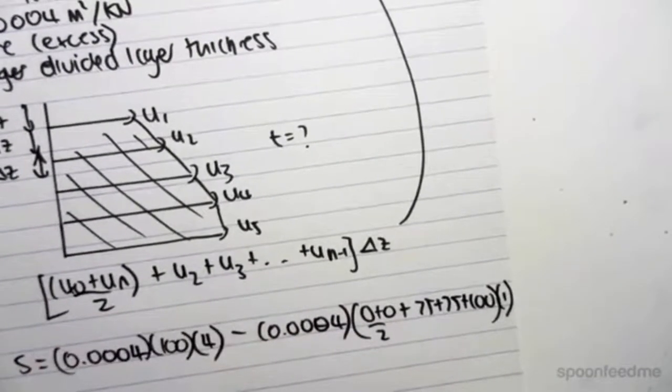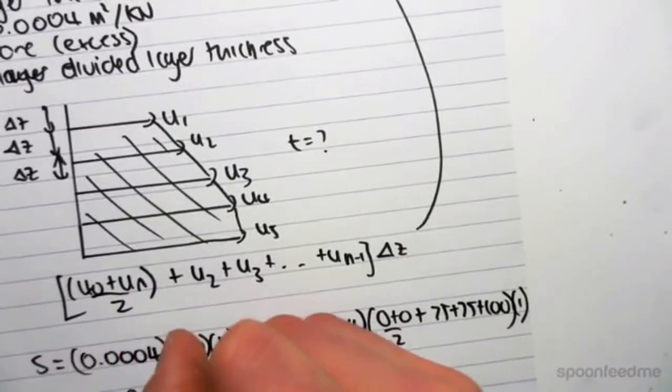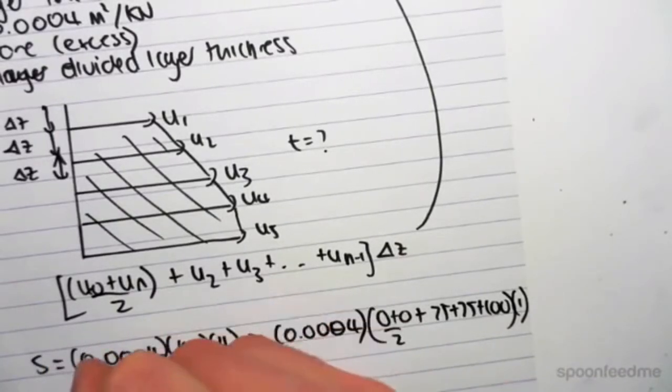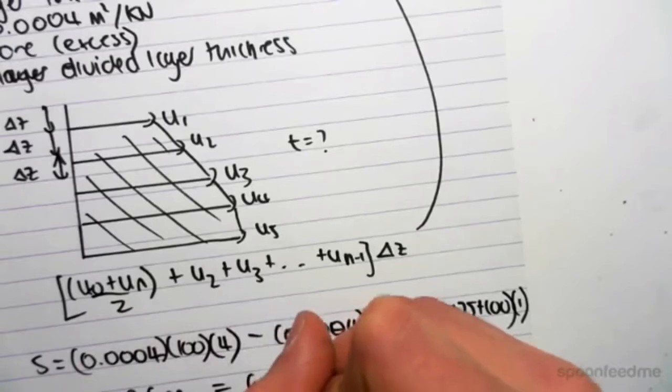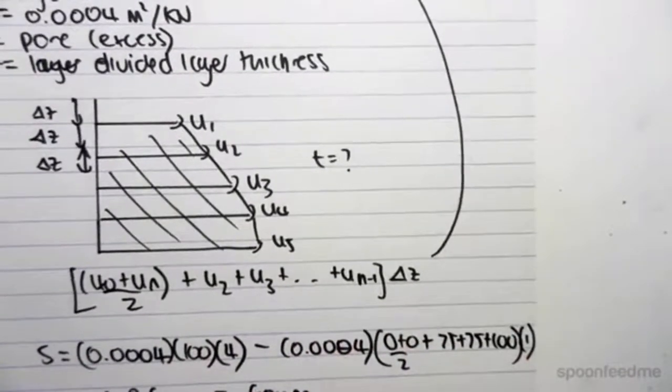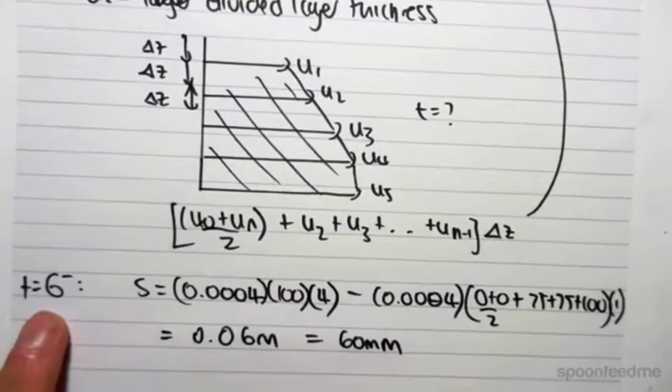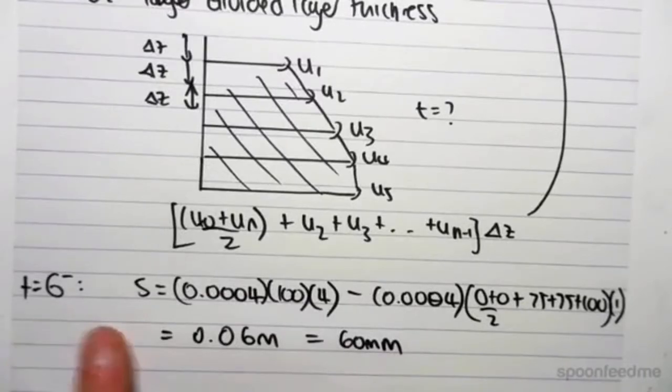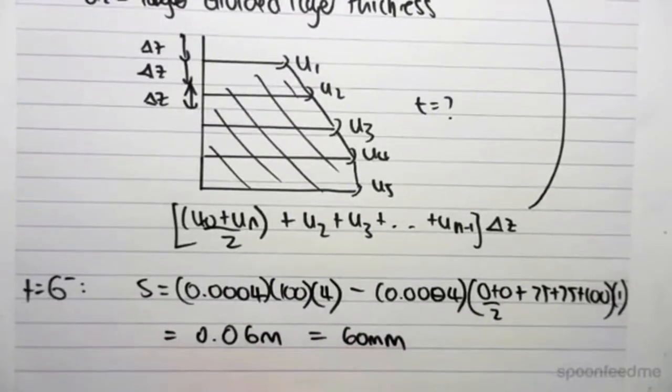So if we were to work this out, we would get a value of 0.06 meters, which is the same as 60 millimeters. So at time 6 minus, a point just before 6, our settlement is 60 millimeters.